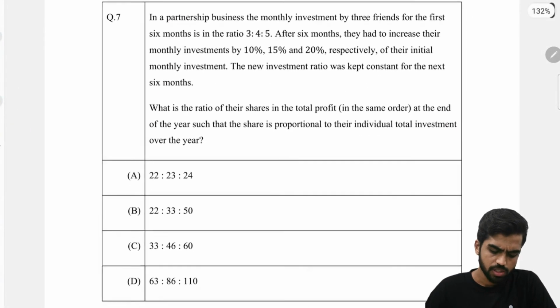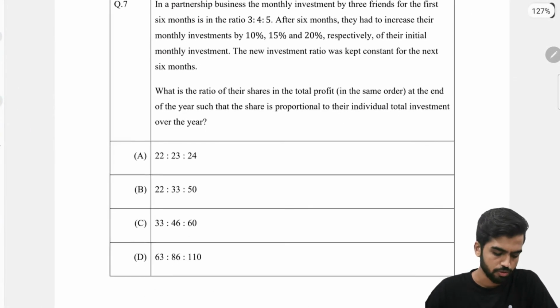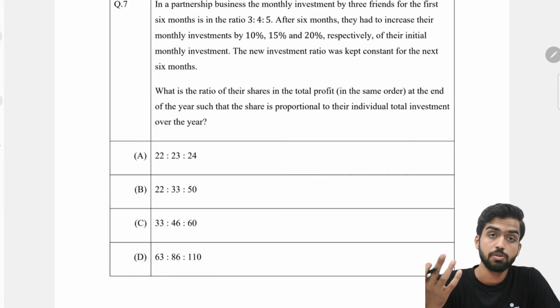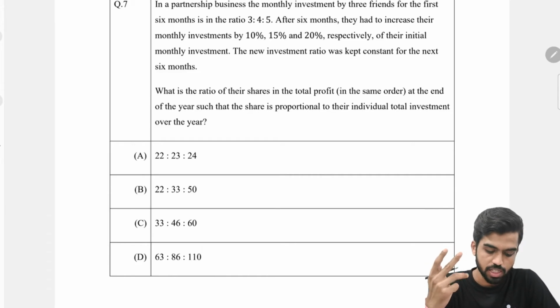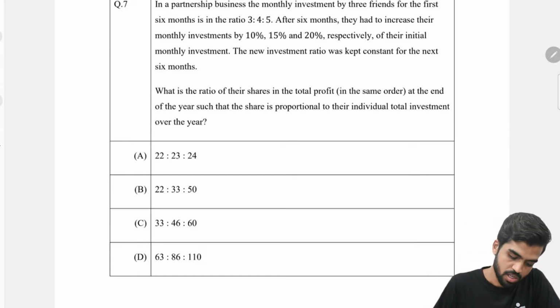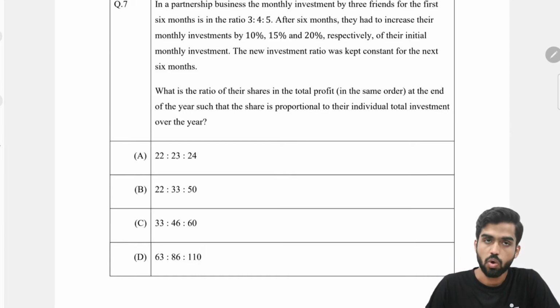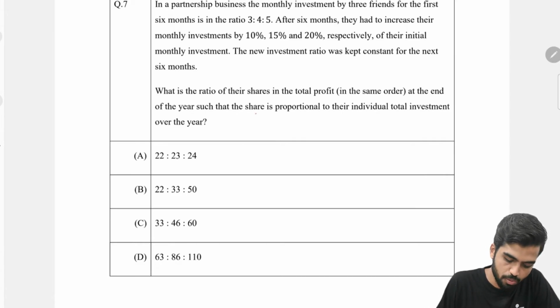In a partnership business, the monthly investment by three friends for the first 6 months is in the ratio 3:4:5. After 6 months, they had to increase the monthly investment by 10%, 15%, and 20% to their initial monthly investment. The new investment ratio is kept constant for the next 6 months. What is the ratio of their shares in the total profit at the end of the year such that the share is proportional to their individual total investment?